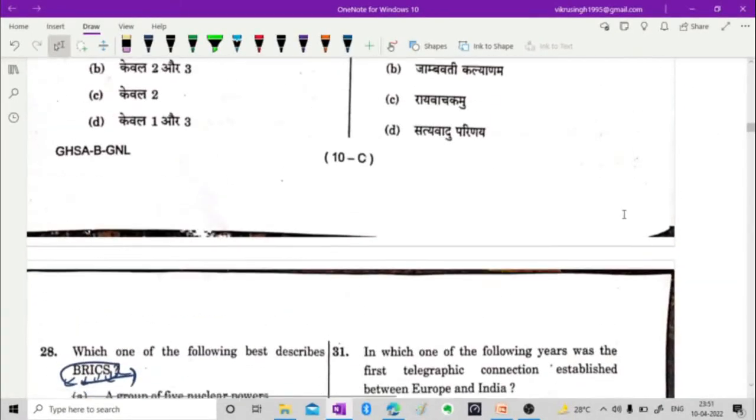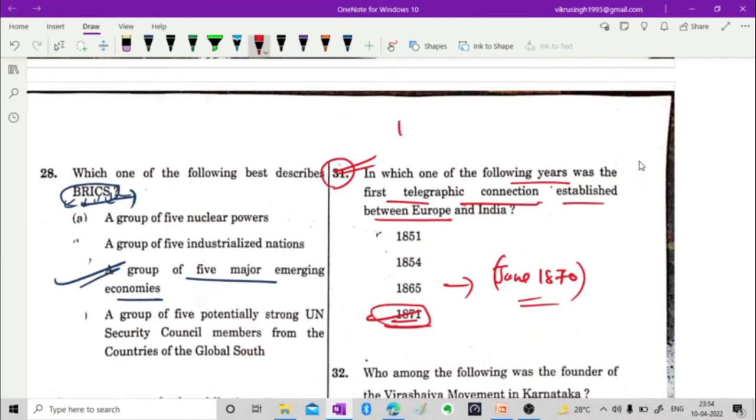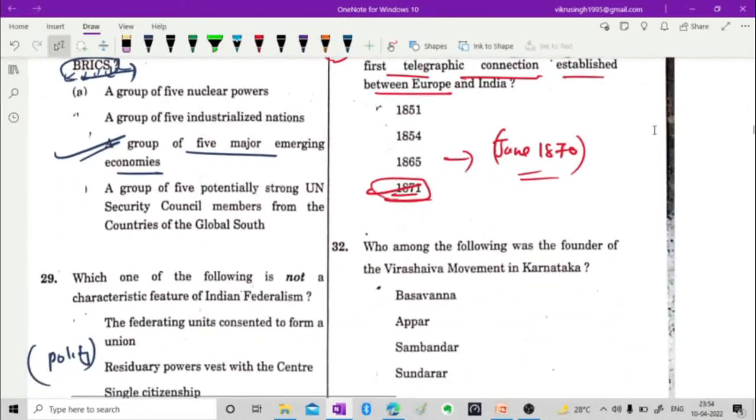Moving on to question number 31. In which of the following years was the first telegraphic connection established between Europe and India? The correct option is 1871. Actually, it was in June 1870, but the option given is 1871, so this is the most appropriate option. And in India, it was started in 1851 between Calcutta and Diamond Harbour. So the correct option is D.